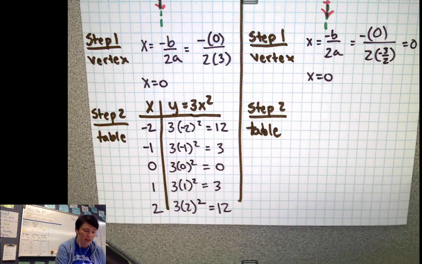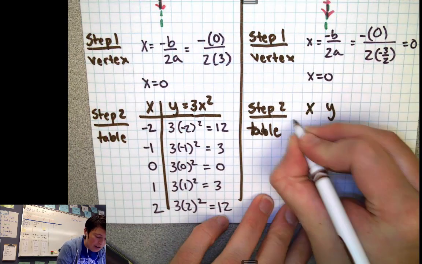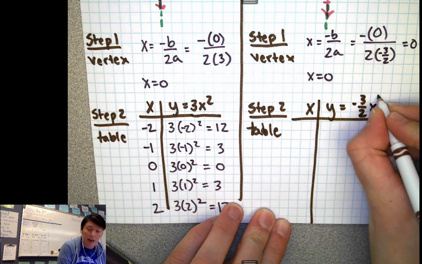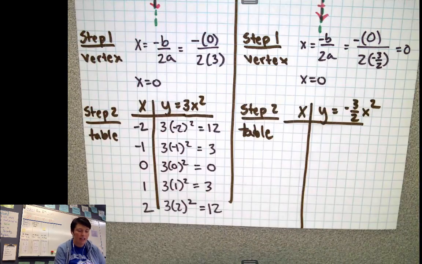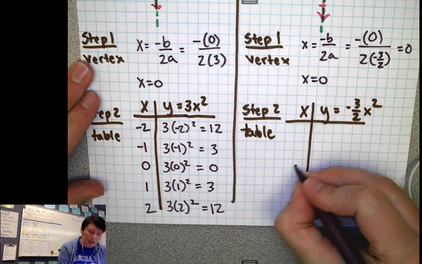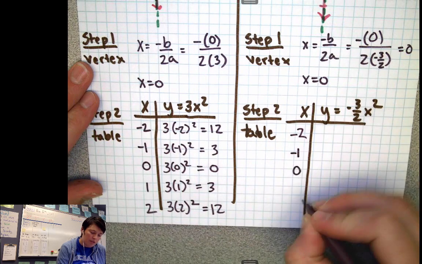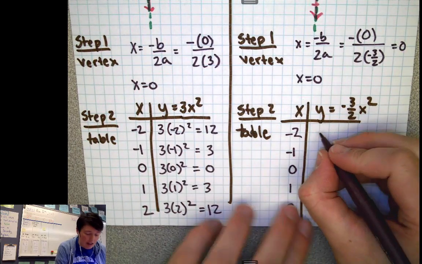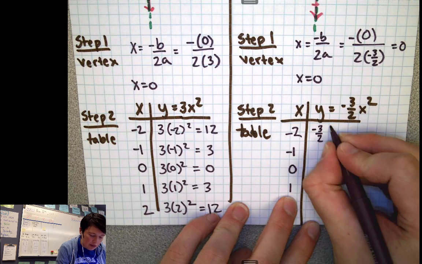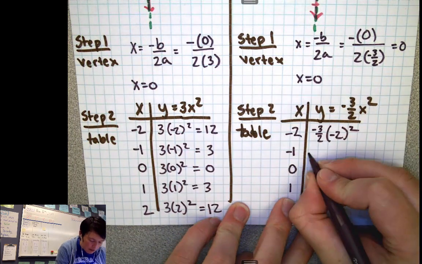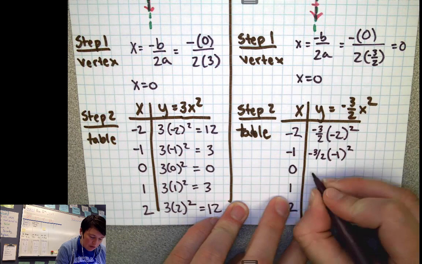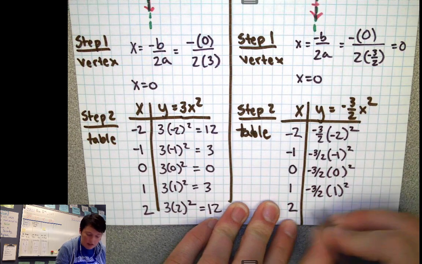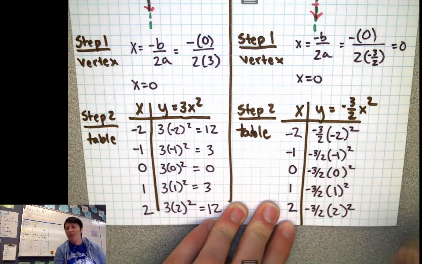Now I got to make a table over here for the other equation. I'll do the same thing, x, y, kind of split this down the middle. This time y is equal to a little messier equation, negative 3 halves x squared. But that's okay, we can still figure it out. Again, the line of symmetry is at 0, so 0 is in the center of our table. So we got to go back to negative 1 and negative 2, and up to positive 1 and positive 2. And I'm going to put each of these numbers in as carefully as I can. So it'll be negative 3 halves times negative 2 squared, or negative 3 halves times negative 1 squared, or negative 3 halves times 0 squared, negative 3 halves times 1 squared, negative 3 halves times 2 squared. Okay, we got all our numbers in there.